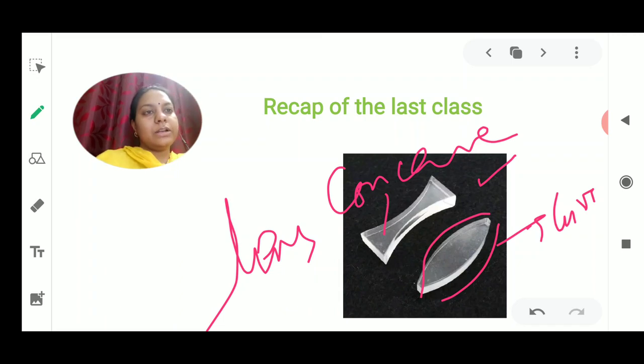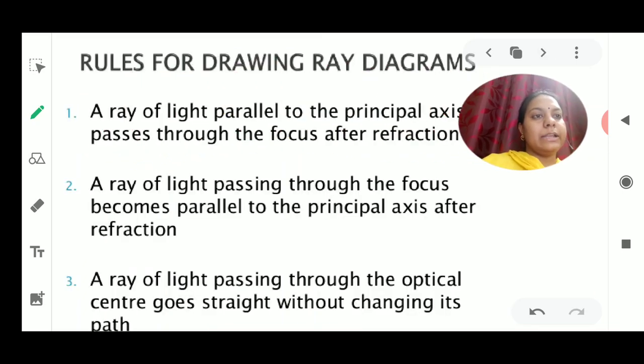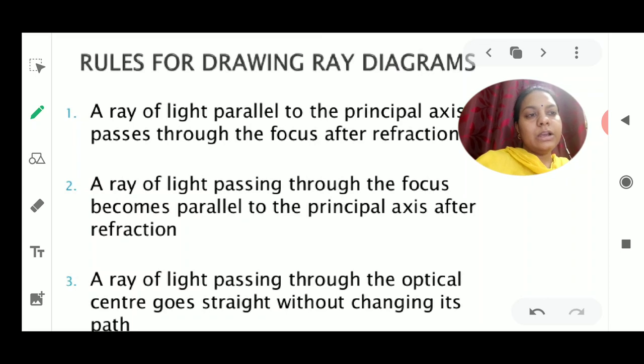Then we go on to today's topic, which is based upon image formation: first the rules for drawing the ray diagram, and then the drawing of the ray diagrams for the different positions of the object. All the positions will remain the same as we discussed in the case of the mirrors, so I am not going to tell you about the positions again. We'll directly discuss the ray diagrams made with the help of these two refracting surfaces, the concave lens and the convex lens.